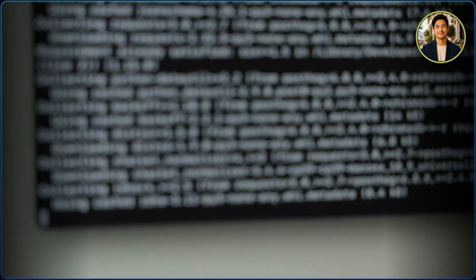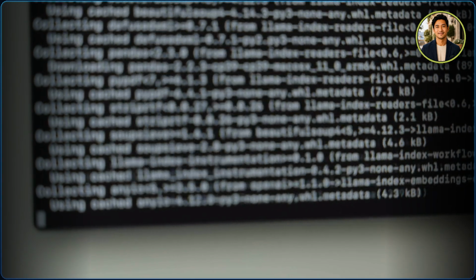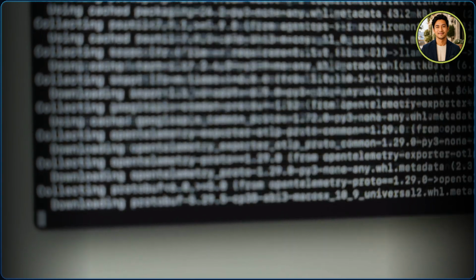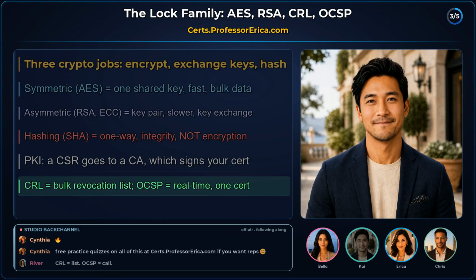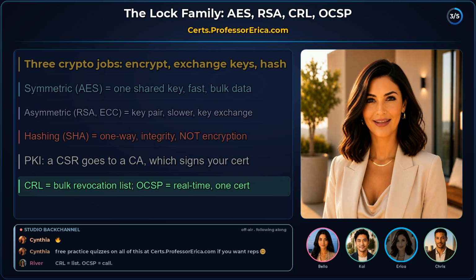Then the revocation pair that gets swapped, CRL versus OCSP. A CRL is the bulk list, the whole printed phone book of revoked certificates that the client downloads and searches. OCSP is the live phone call. You ask about one certificate and get an instant answer. And the mnemonic, the L in CRL, is for list, the long one you download. OCSP has that online in the name. It is the real-time check. List versus live call. Lock those two and the certificate family is essentially done.